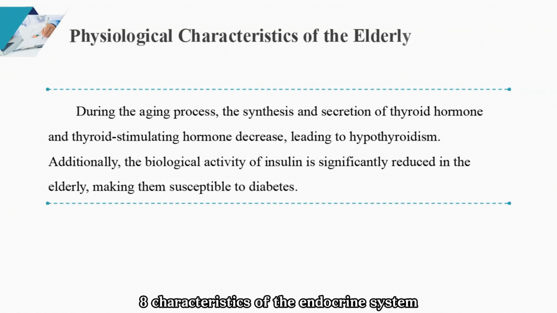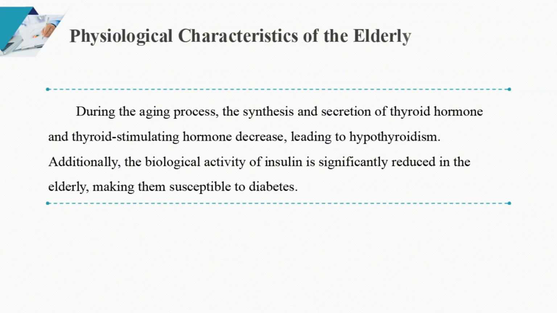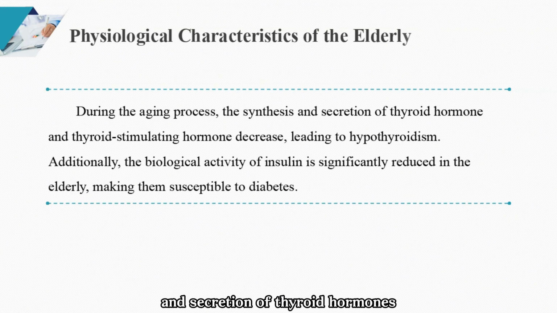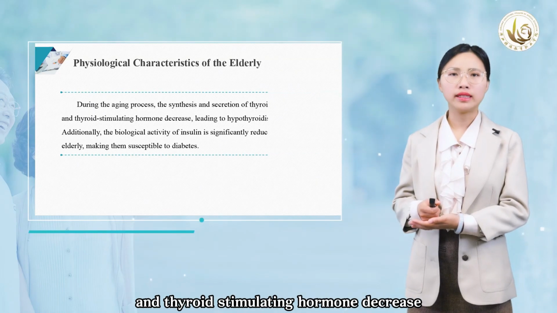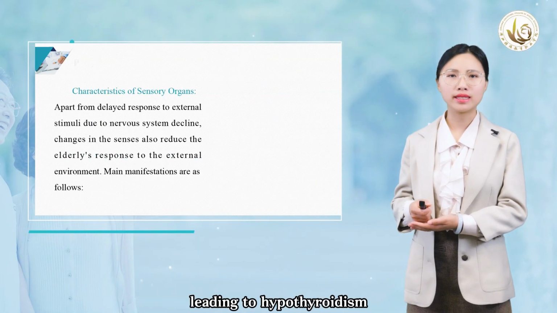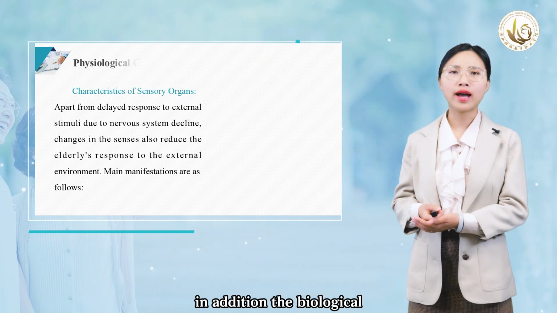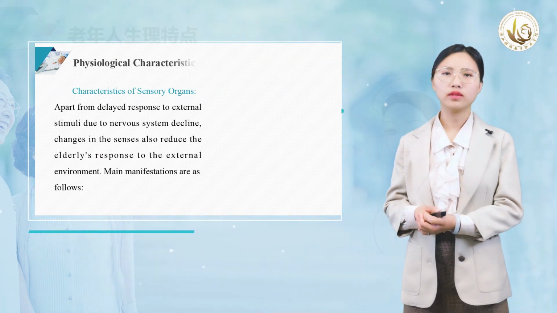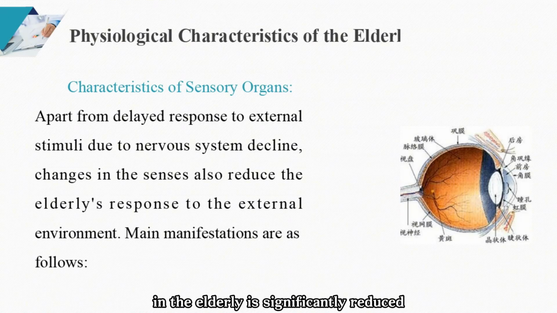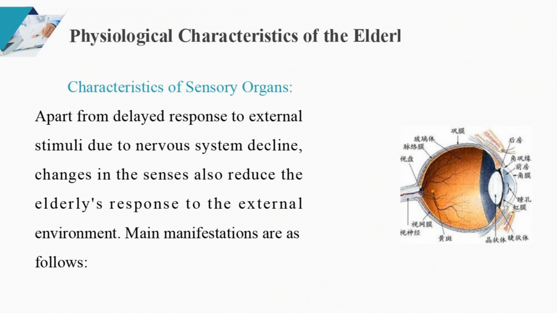Eighth, characteristics of the endocrine system. During the aging process, the synthesis and secretion of thyroid hormones and thyroid-stimulating hormone decrease, leading to hypothyroidism. In addition, the biological activity of insulin in the elderly is significantly reduced, making them prone to diabetes.